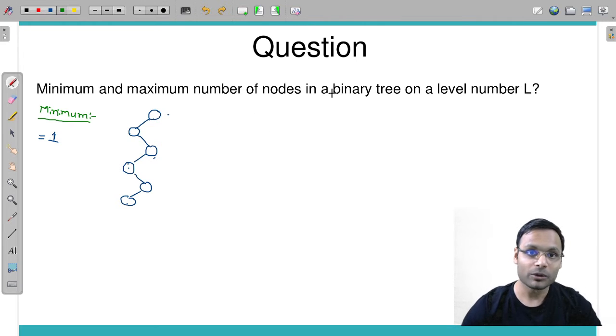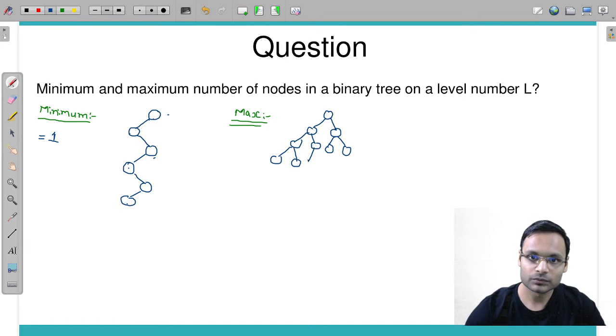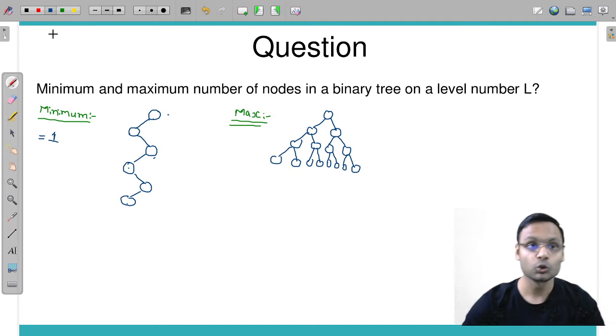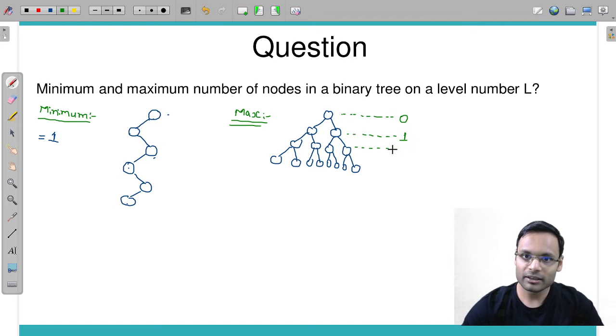Maximum. Let's talk about maximum. Maximum कितना होगा? Maximum होगा for every level you fill all the entire possible nodes. All the possible nodes. Every node will have two children, and last level of course will not have any child. So in that particular case, this is level number 0, this is level number 1, this is level number 2, this is level number 3. So for level number L, what is the number of nodes maximum?